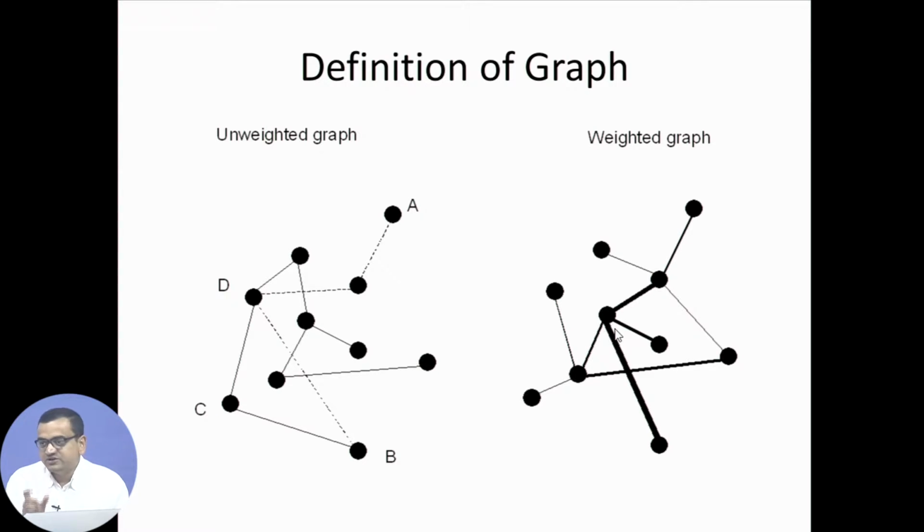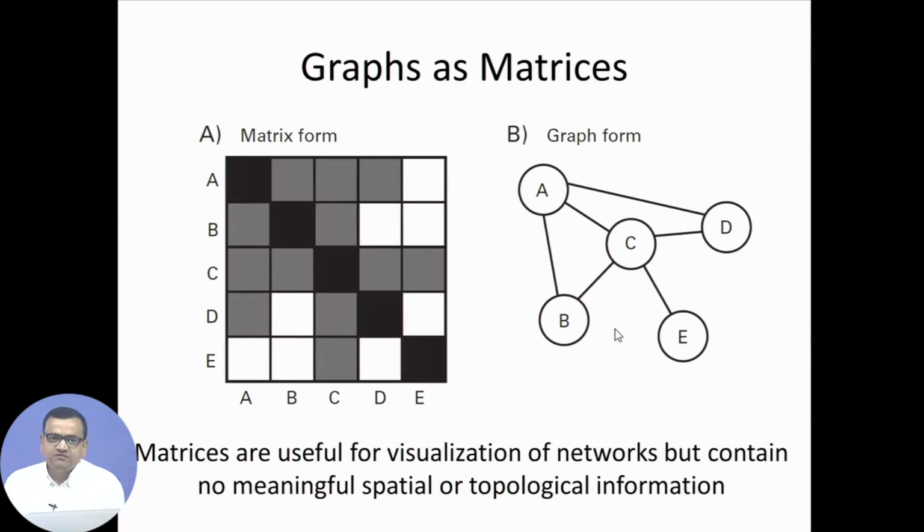So here the weights of the edges are indicated by how thick the edges are. So a graph is also equivalent to a matrix. I told you earlier that networks are represented as graphs, and now I'm telling you graphs are also equivalent to matrices.